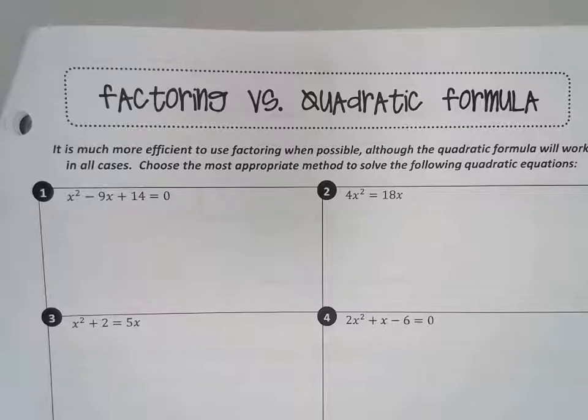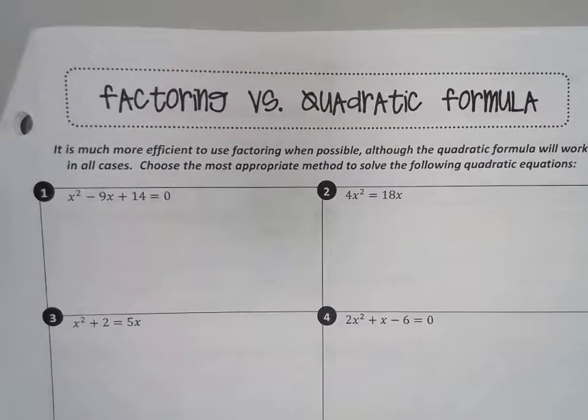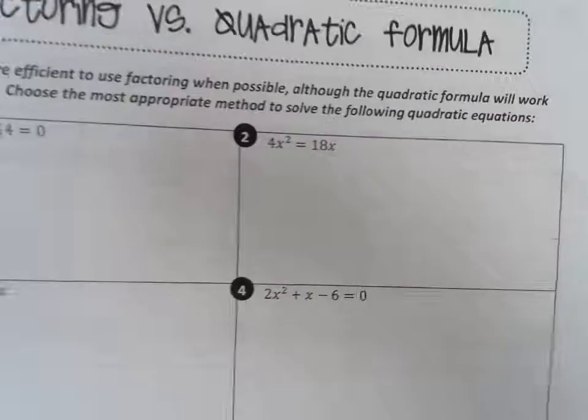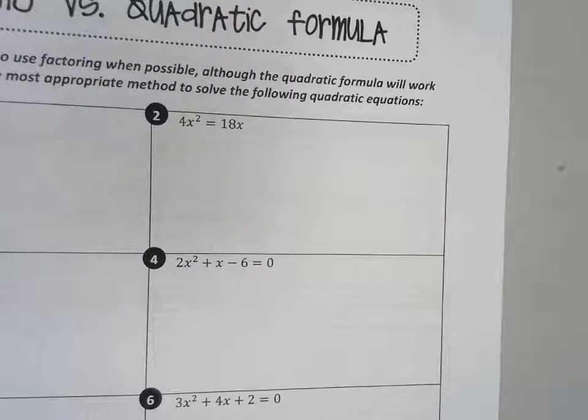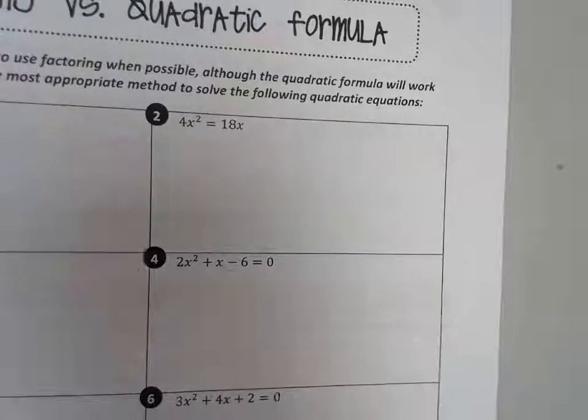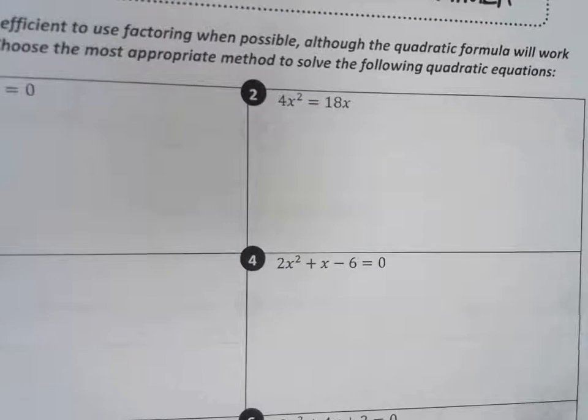So let's look at number 2 real quick. As I look at number 2, let's think about factoring and quadratic formula. For both of those methods, I have to get my equation equal to what? 0. So no matter if you're factoring or doing the quadratic formula, I need to get it equal to 0. I need to get everything on one side. So if I look at number 2, what would I do to get it equal to 0?